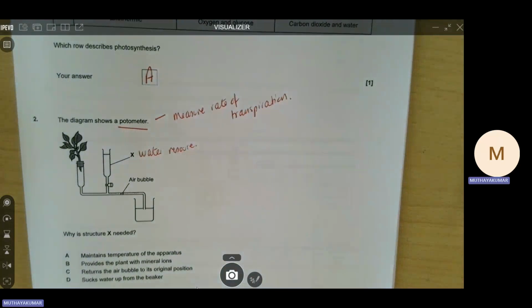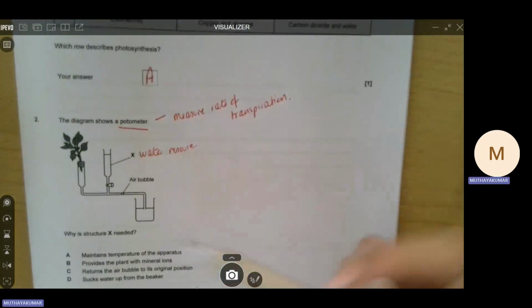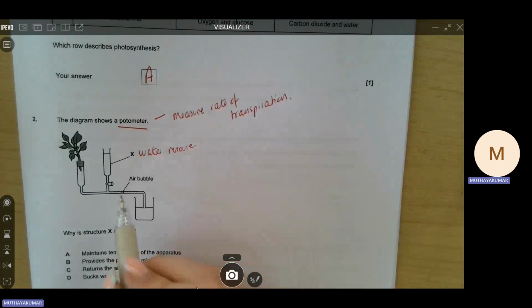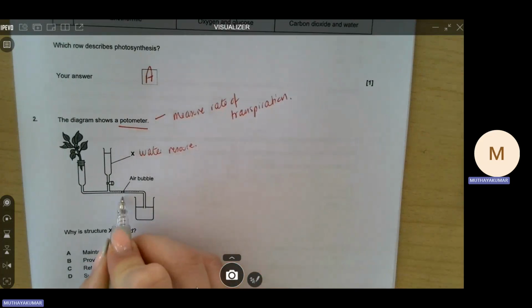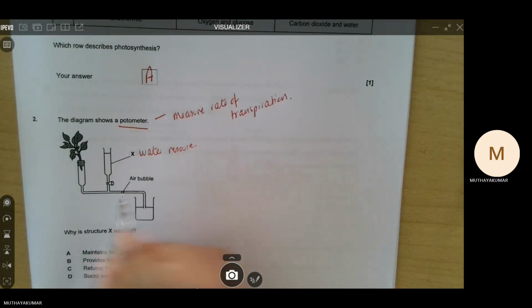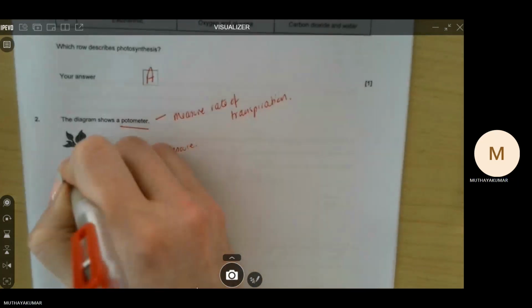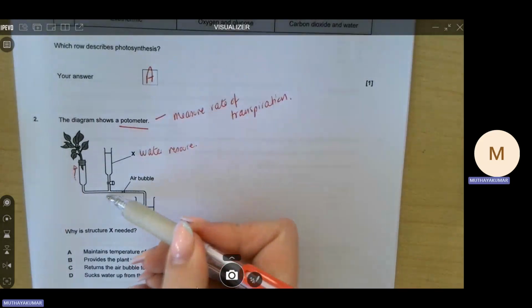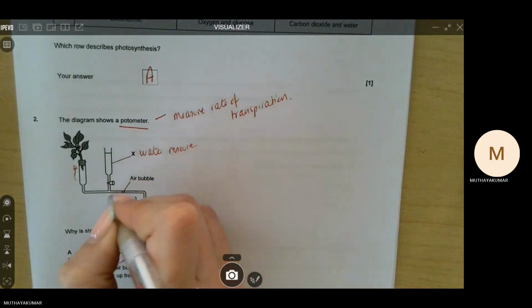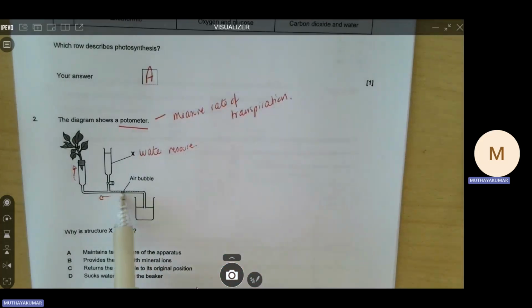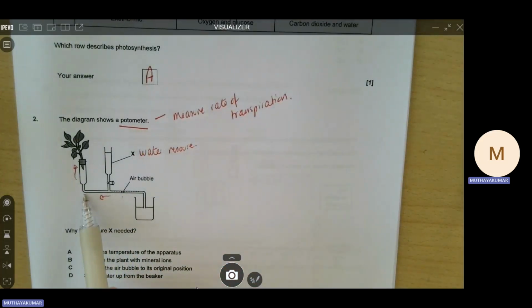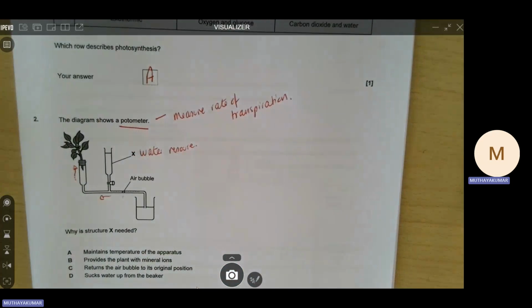All right, now it says why is structure X needed? So with a potometer, what you do is you have an air bubble within your potometer. And as water is taken up by the plant, it's going to draw water along the potometer, and so with it the bubble. The bubble is going to move towards the plant. So what you are measuring is the distance that that bubble is going to move. Okay, so have a quick think. Why do you think structure X is needed?